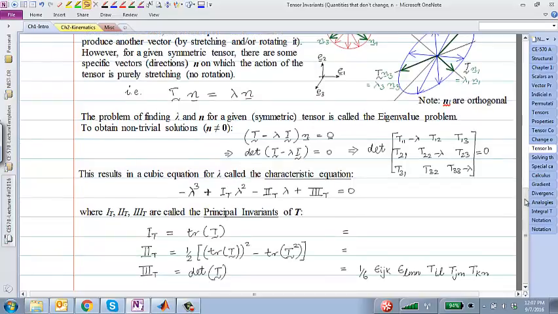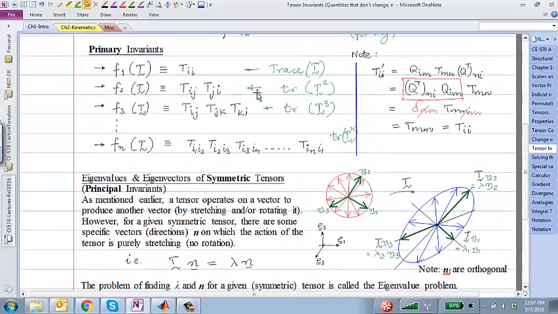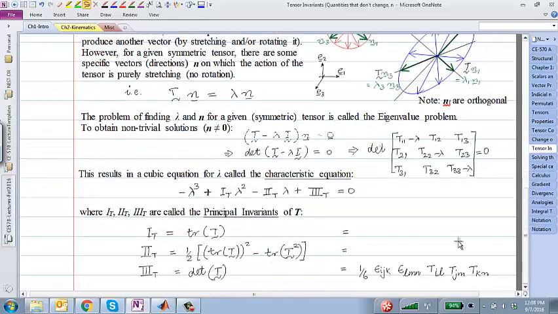And maybe an easy way to remember this equation is you obviously start with a minus lambda cubed, because this times this is going to give you minus lambda cubed, plus first invariant, minus second invariant, plus third invariant. Okay, and the definition of those invariants: the first principal invariant is the same as the first primary invariant. You remember this first primary invariant was T_ii, the trace of T. It's the same first principal invariant, so I'll write that as T_ii.